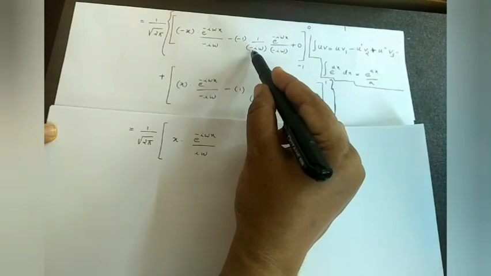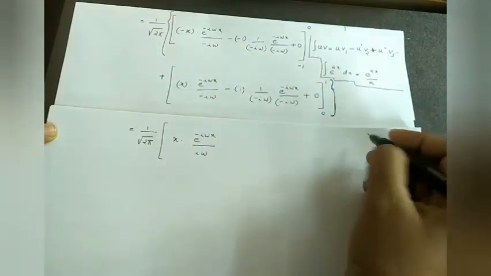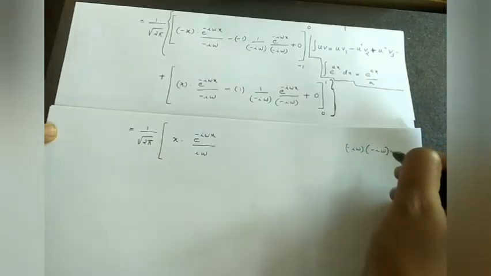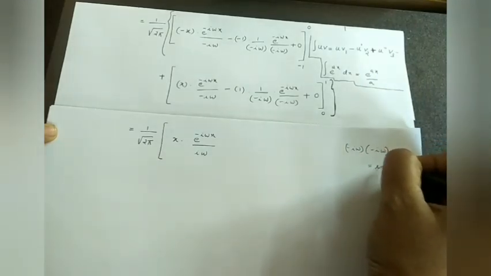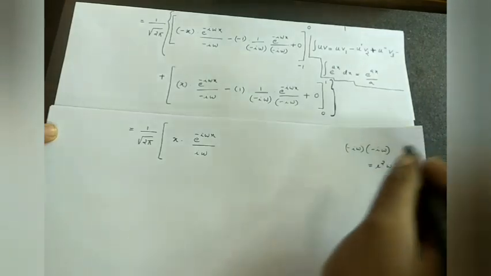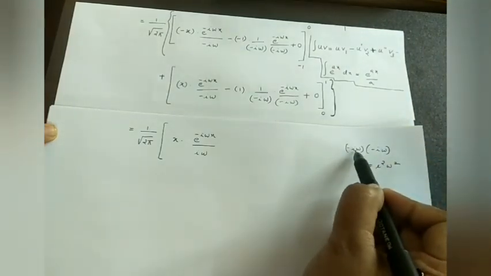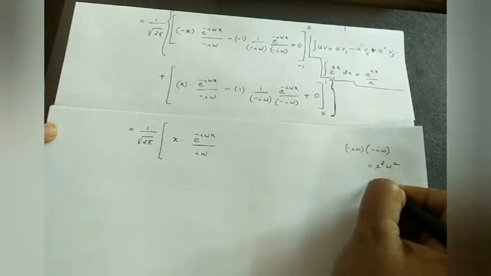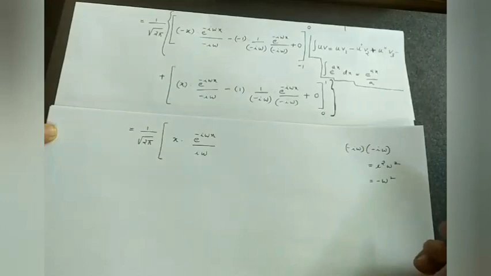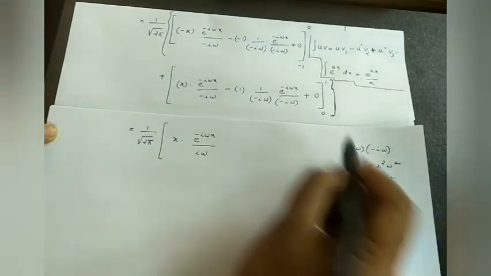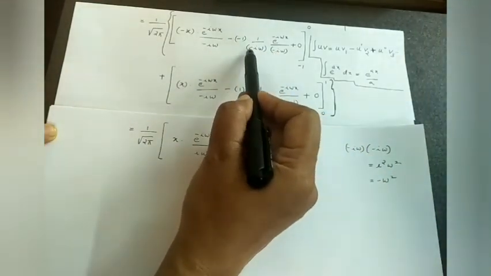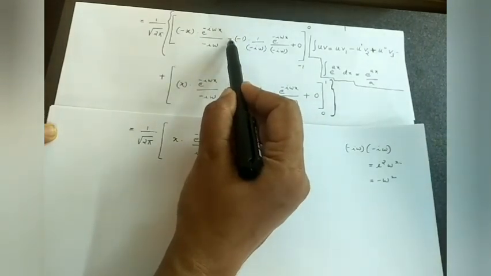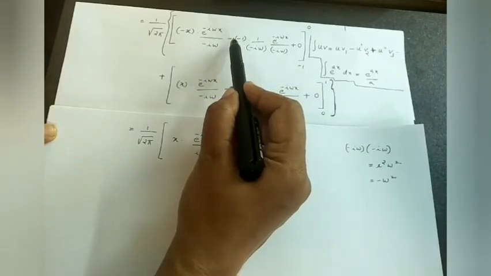Then here we have minus I omega into minus I omega. What is minus I omega into minus I omega? That is equal to I square omega square. Minus minus becomes plus. Then we have I into I square omega square, which is equal to again minus omega square. Here we have minus omega square instead of this. Minus omega square, then minus becomes plus, again minus, and becomes minus.